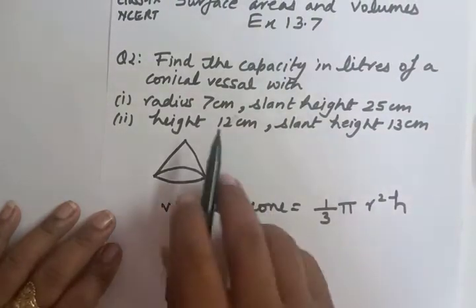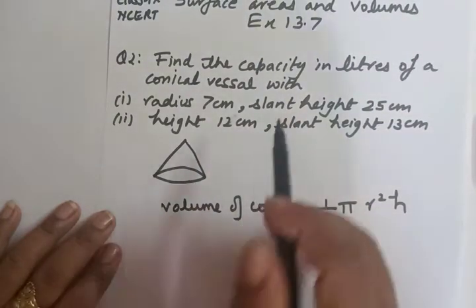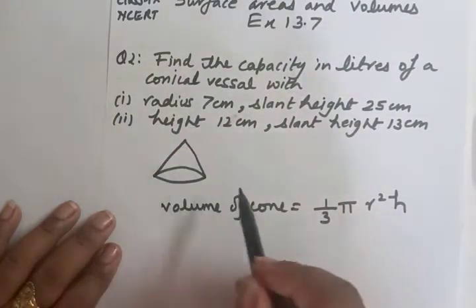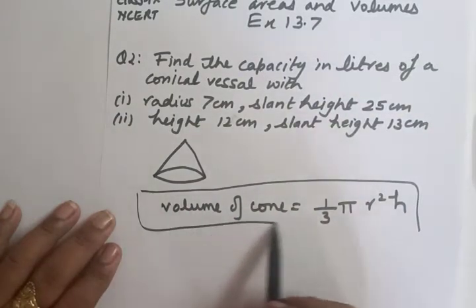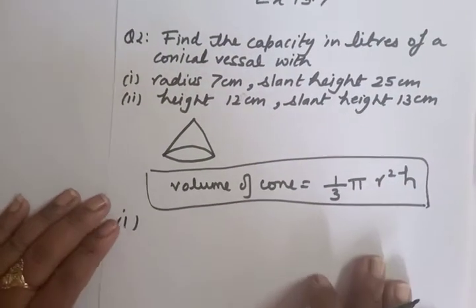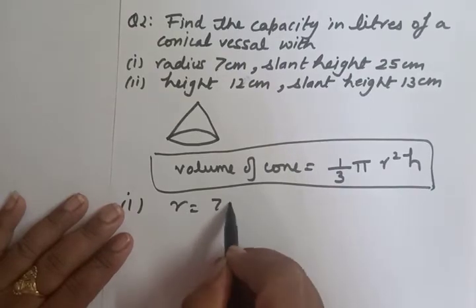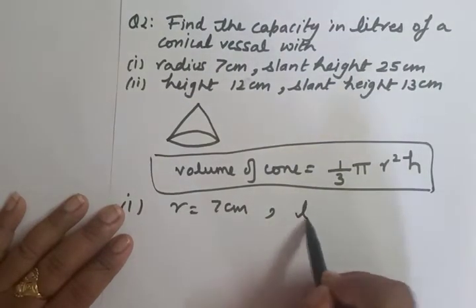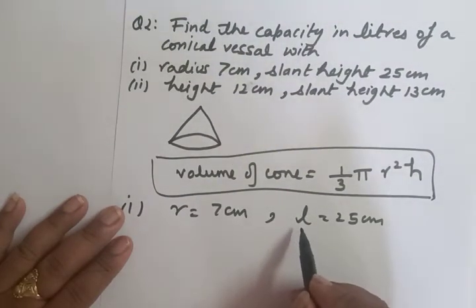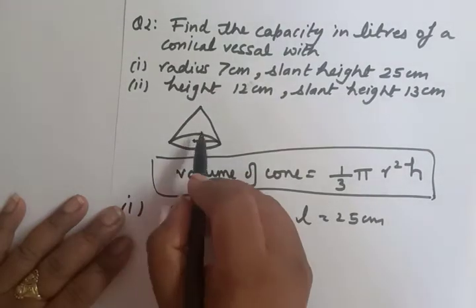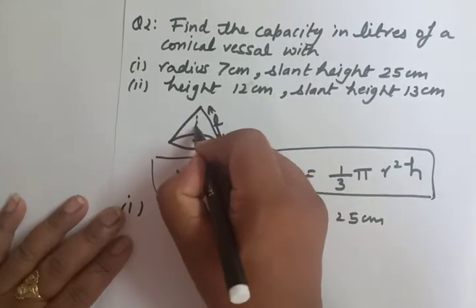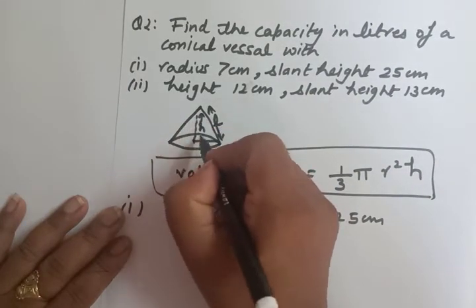Now according to the question, suppose this is the conical vessel, we need to find out the volume. In the very first part, what is given? Radius 7 cm and slant height 25 centimeter are given. Slant height is represented by small l. This is the radius from the center, this is the small l, the slant height, and this one is the height of the cone.